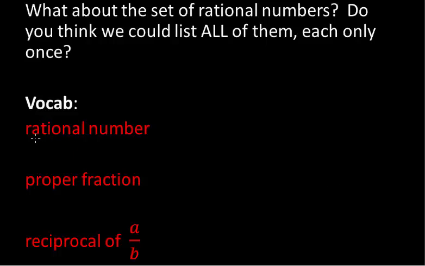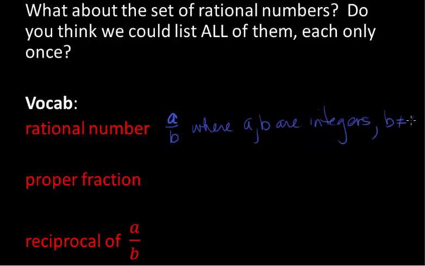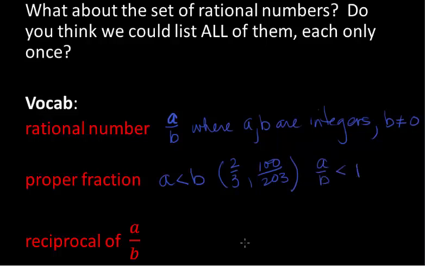Before we start, we need to make sure that you understand these words. A rational number is a fraction a over b, where a and b are integers. And of course the denominator can't be 0, so I'll put b not 0. That's a rational number, a fraction. Now a proper fraction, we're going to need that word in making this list. A proper fraction is when the numerator is less than the denominator. For example, 2/3 or 100 over 203. Those are both proper fractions. And it turns out if the number is a proper fraction, it is less than 1 because the numerator is smaller than the denominator.